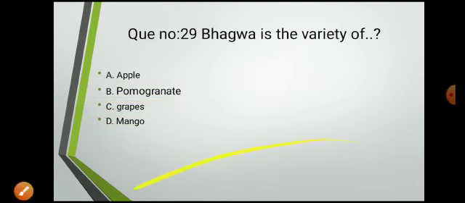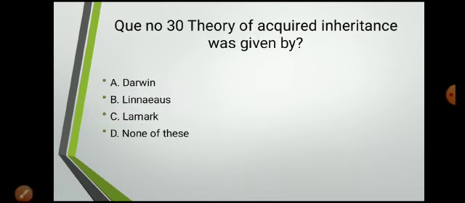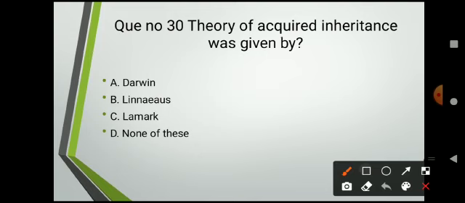Question number 30. The theory of acquired inheritance, it was given by. And the correct option is Lamarck. Lamarck has proposed the theory of acquired inheritance.